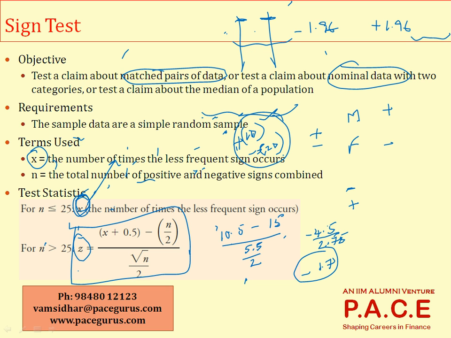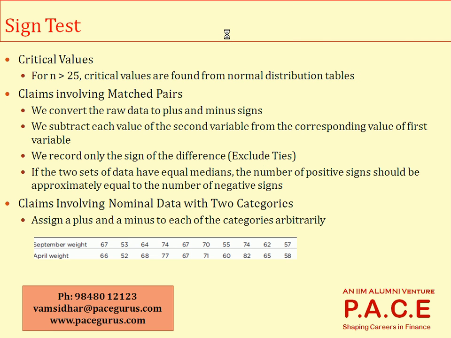These kinds of tests can very well be done using our sign test. If my N is greater than 25, I can be looking at the normal distribution tables. So what are we doing in this? Any raw data that is given has to be converted into a plus and a minus sign. Each value I subtract, and I put only the plus and the minus.